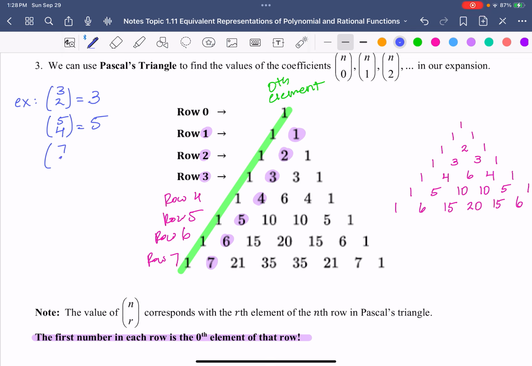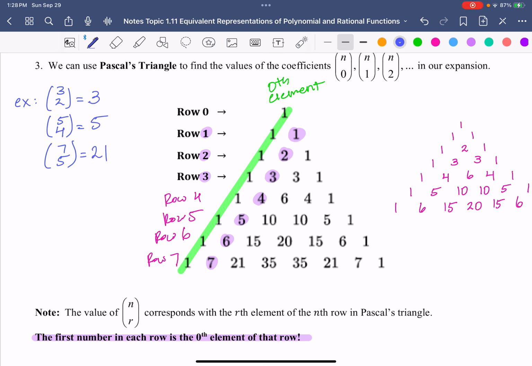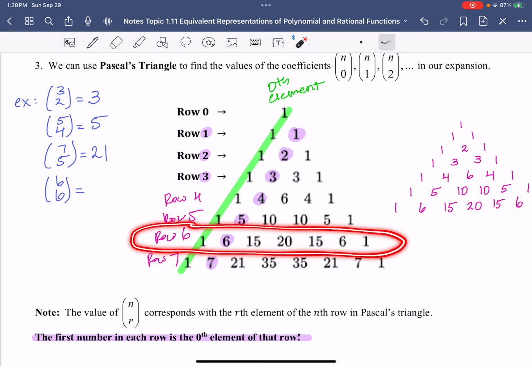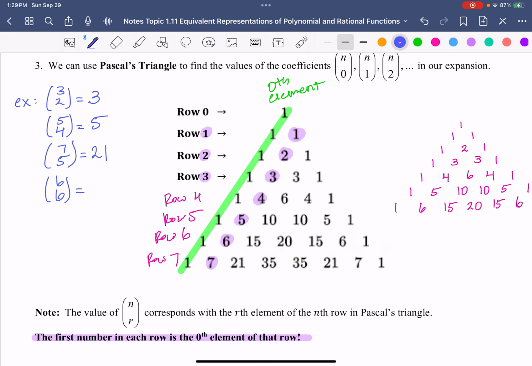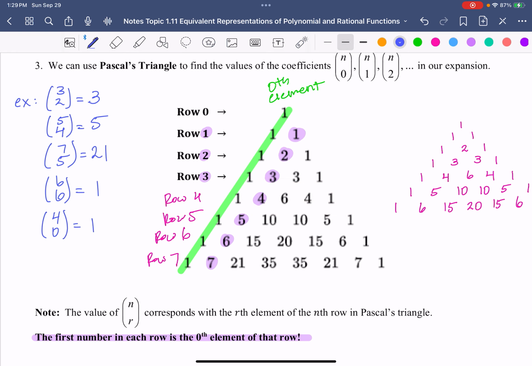Let's do another one. 7 choose 5. I'm going to go to the 7th row and find the fifth element, starting at 0, 1, 2, 3, 4. This is the fifth element, which is 21. Okay, let's do another one. Let's do 6 choose 6. I'm going to go to the 6th row and go to the 6th element, starting from 0, 1, 2, 3, 4, 5, 6. The 6th element is 1. Okay, let's do 4 choose 0. I'm going to go to the 4th row and I start at 0, so my 0th element is 1.